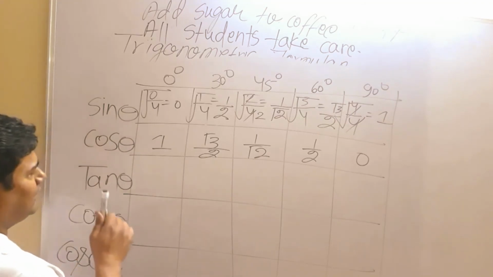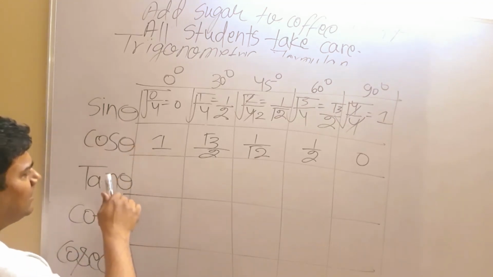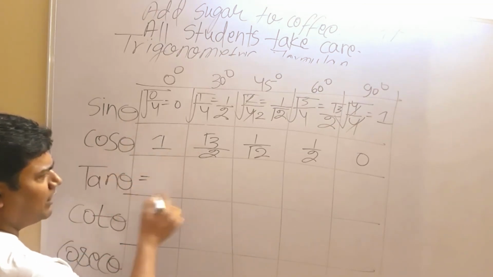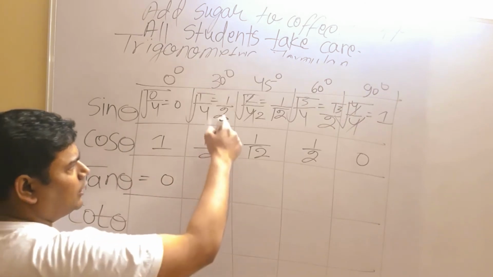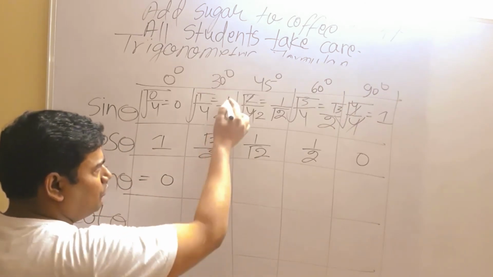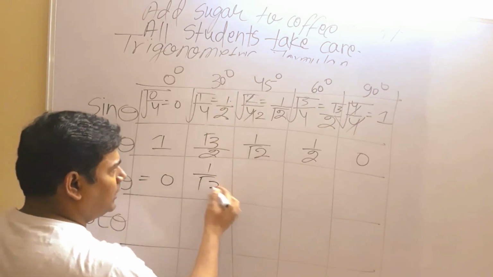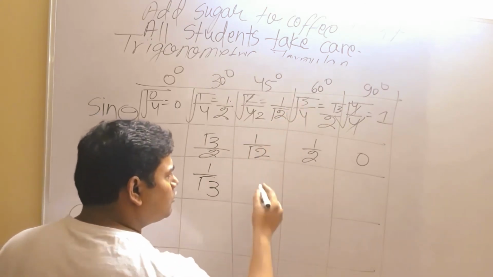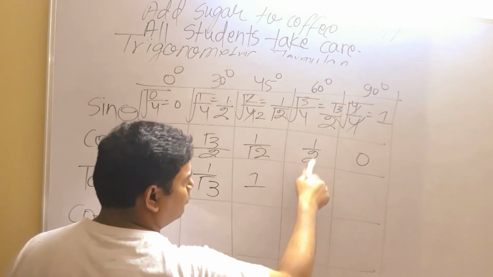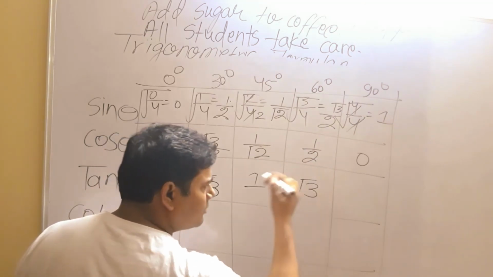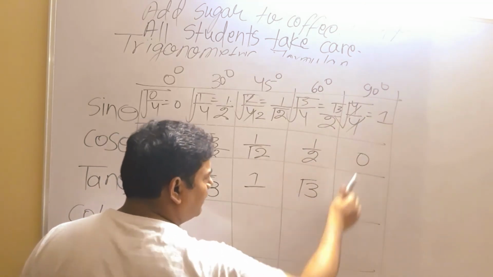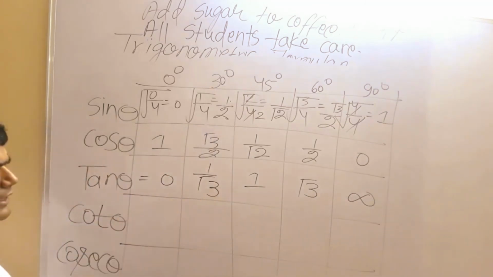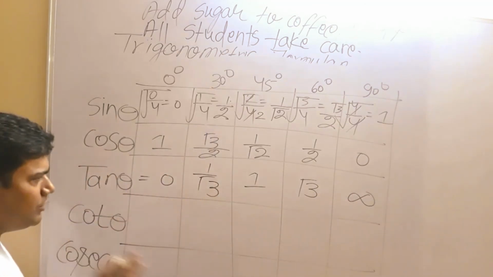Now tan theta is the ratio of sin theta and cos theta. So 0 by 1 is 0. Now 2 got cancelled, we get 1 by root 3. Here both get cancelled because both values are equal, so we get 1. Here 2 will get cancelled and we'll get root 3, and here anything divided by 0 will become infinity. Infinity is not defined in mathematics till now.